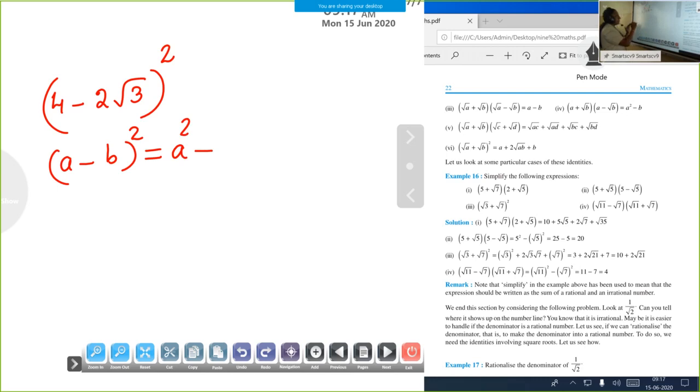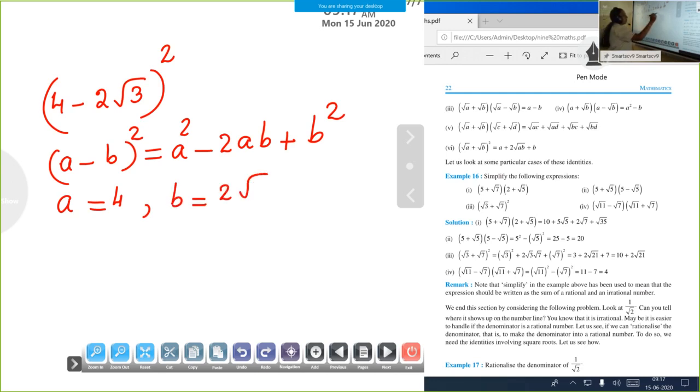a², three terms there, minus 2ab plus b². Then write what is a and what is b. In the place of a the value is 4, and in the place of b the value is 2√3. So b = 2√3. We are using an identity, so don't take that negative sign, because it is (a − b) the whole square. In the place of a it is 4 and in the place of b it is 2√3 only.